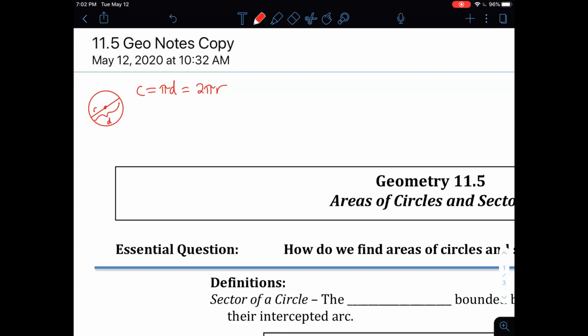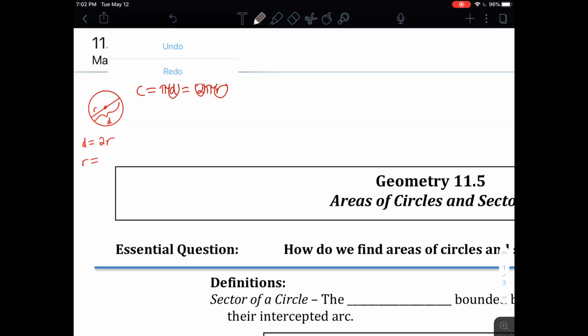So basically, there's a few ways you can solve this. You have to think about what you have and what you're looking for. The reason why it's pi d and 2 pi r is this: a diameter is how many radii? It's 2 radii, and a radius is actually the diameter over 2. So that's why we just have one diameter here and we have 2r, because they're essentially the same thing.